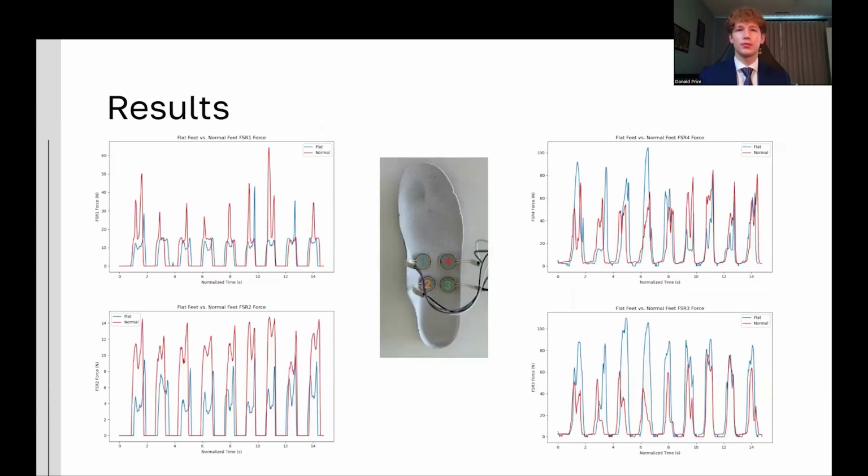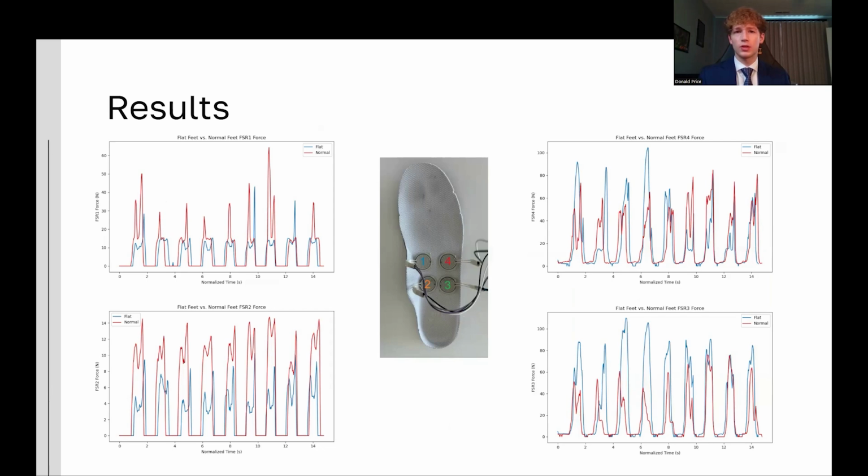Here I'm showing the normalized force graphs from one of the sensors, comparing the flat feet participant to the normal feet participant. I processed the data and created these graphs using Jupyter. Because the two participants climbed stairs at slightly different step rates, I scaled the time for the normal feet data by a factor of 1.23. This way their steps line up on the same timeline and can be compared directly.